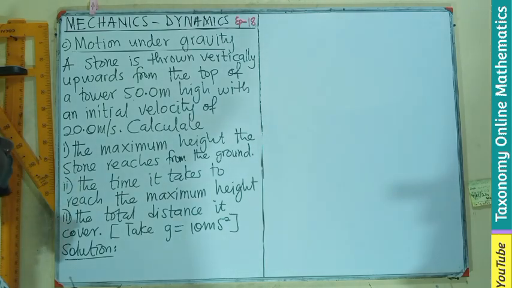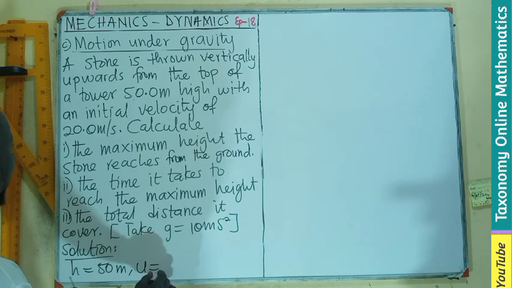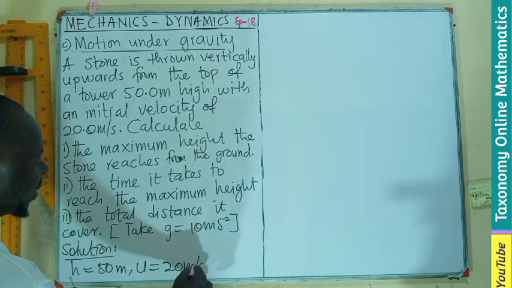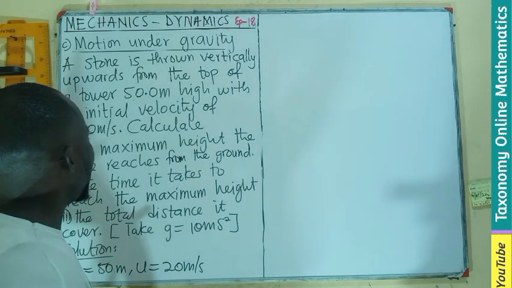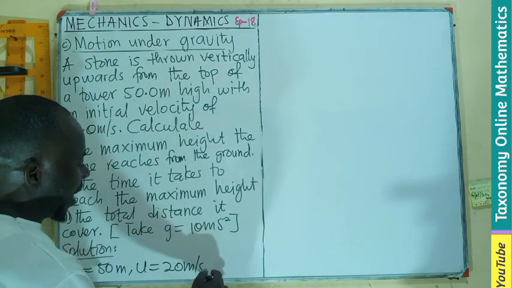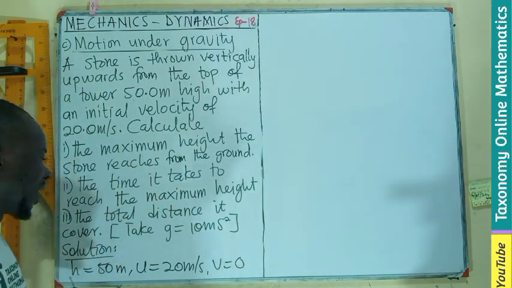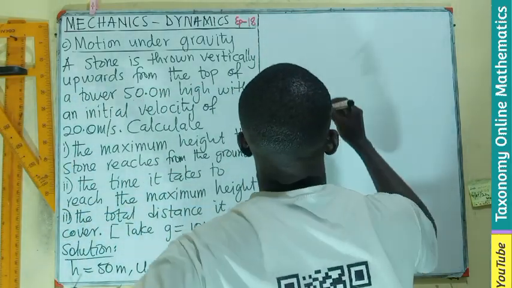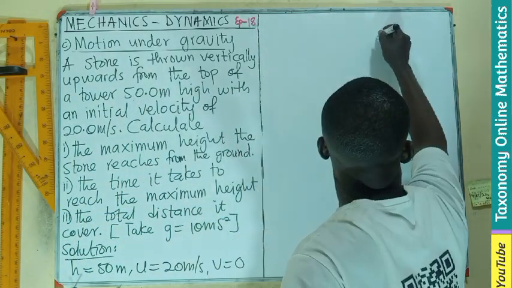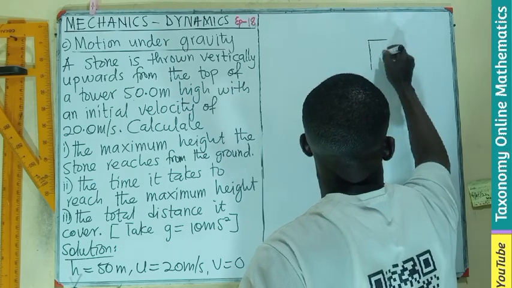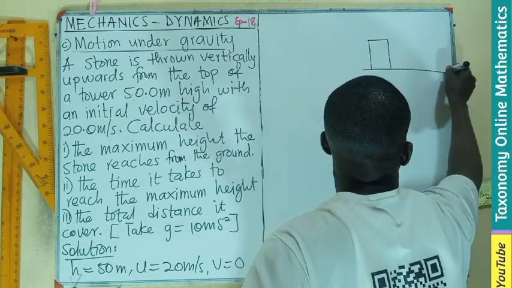In this case, thrown vertically upward from the top of the tower, the height is given as 50 meters, and the initial velocity is also given as 20 meters per second. If the body is going to reach the maximum height, then the final velocity will be 0 meters per second. So let's make a sketch, with a tower placed on the ground.